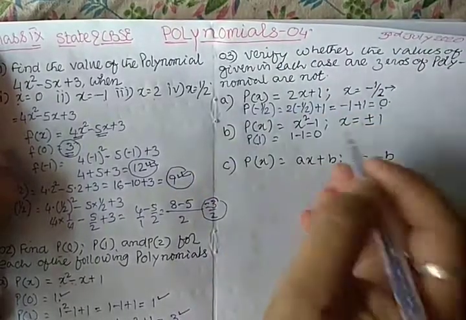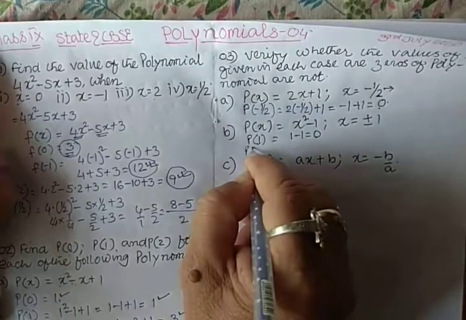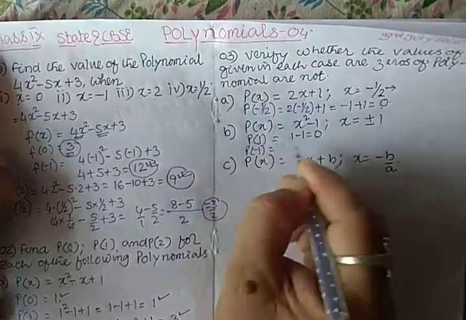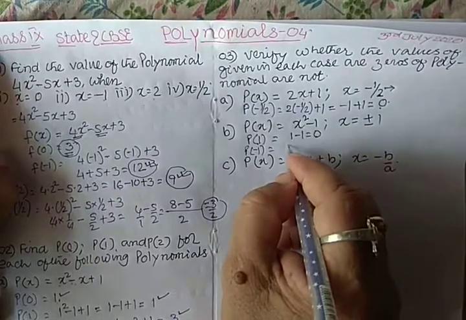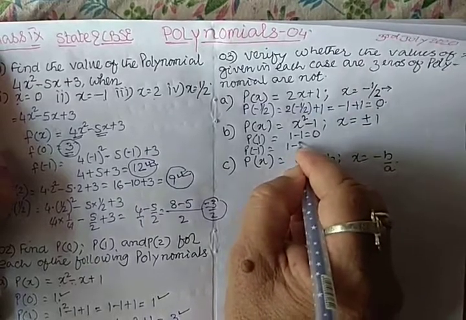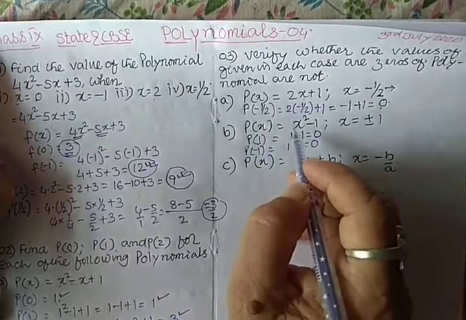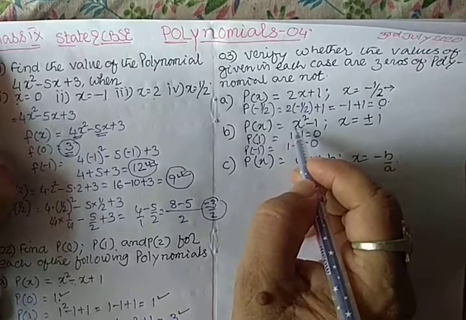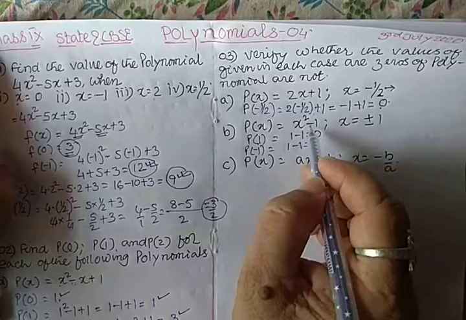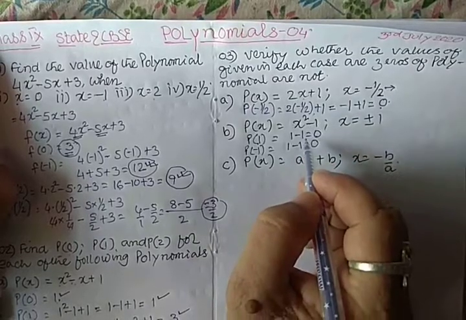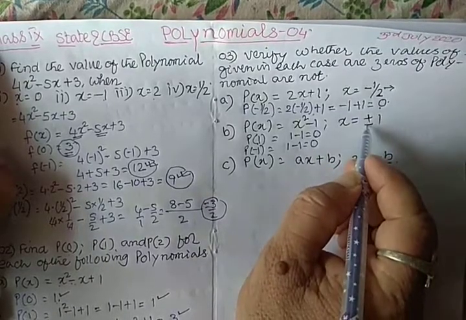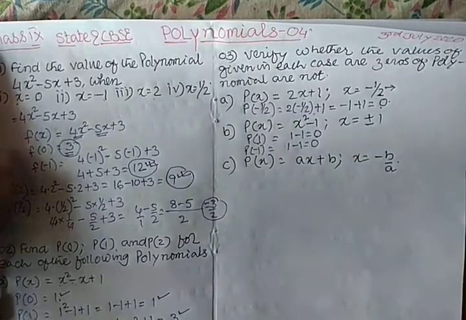Now let us take minus 1. So minus 1 square is also plus 1. Minus 1 is equal to 0. So here the roots for this x square minus 1 are plus 1 and minus 1.